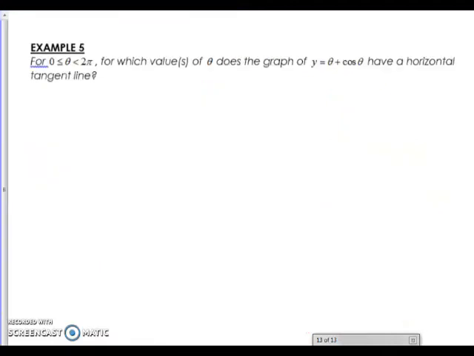All right, last one. It says for theta between 0 and 2 pi, for what value or values of theta does the graph have a horizontal tangent line? Again, horizontal tangent line, you should be thinking slope equals 0. When you think of slope, you think derivative. So really what they're asking you to do here is take the derivative and set it equal to 0. What's the derivative of theta? 1. The derivative of cosine? Negative sine. So here's my derivative.